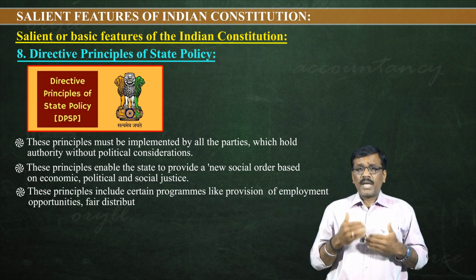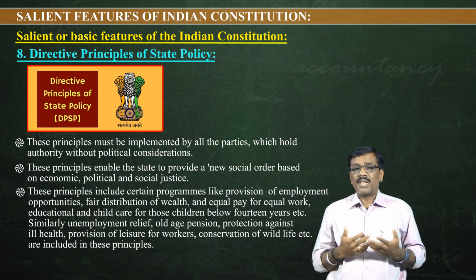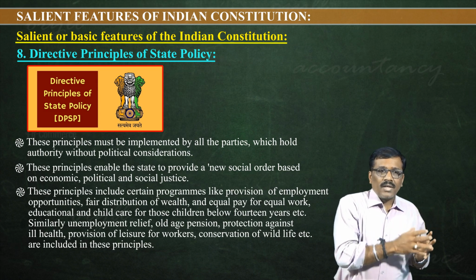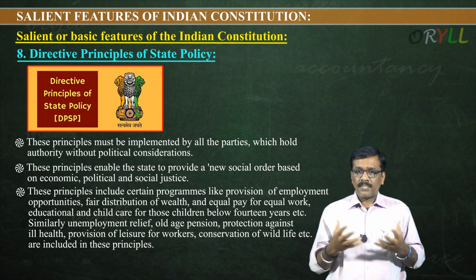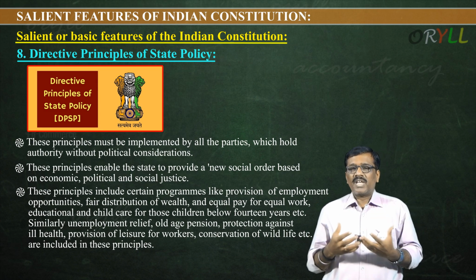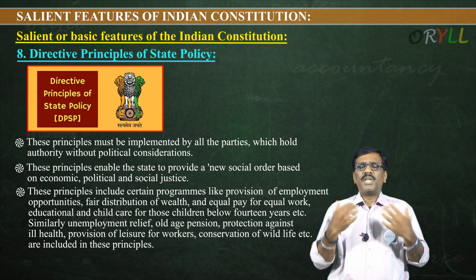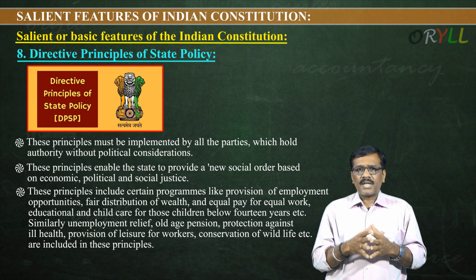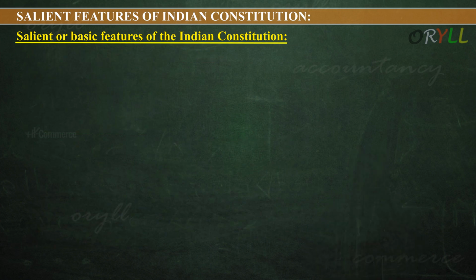And these principles include certain programs like provision of employment opportunity, fair distribution of wealth and equal pay for equal work. See, in providing employment, education, welfare programs, irrigation facilities for agriculture, old age pension, and so many other things, in all these areas the government cannot show any partiality; it has to ensure equality.